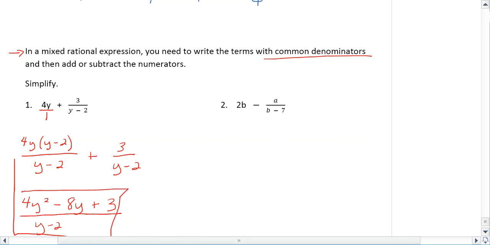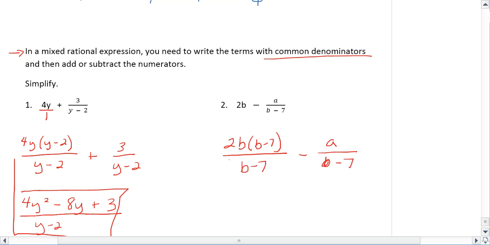All right, example 2. Again, we have just a regular term here, 2b, and I'm going to subtract the fraction a over b minus 7. So I want my denominator to be b minus 7. So I have to multiply the top times b minus 7 and the bottom, which is 1 times b minus 7. And now I have common denominators.